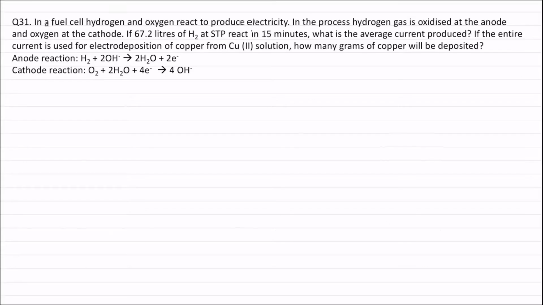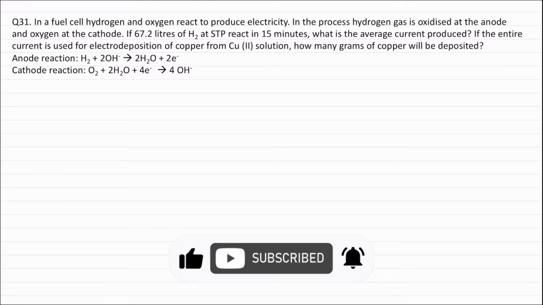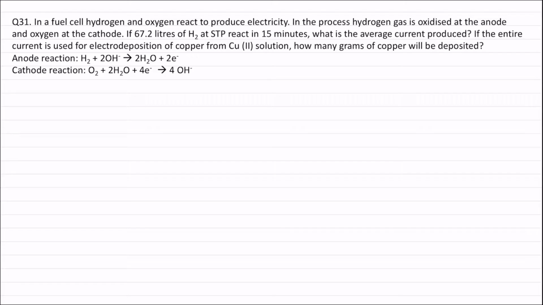Question 31. In a fuel cell, hydrogen and oxygen react to produce electricity. In the process, hydrogen gas is oxidized at the anode and oxygen at the cathode. If 67.2 liters of hydrogen at STP reacts in 15 minutes, what is the average current produced? If the entire current is used for electrodeposition of copper from copper 2 solution, how many grams of copper will be deposited?